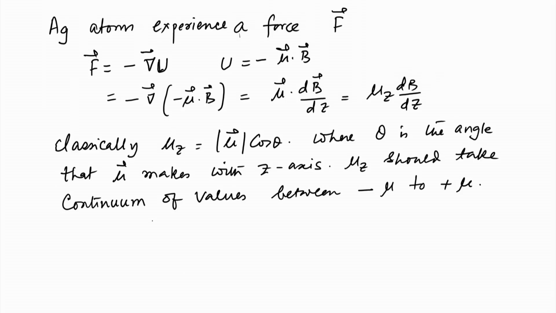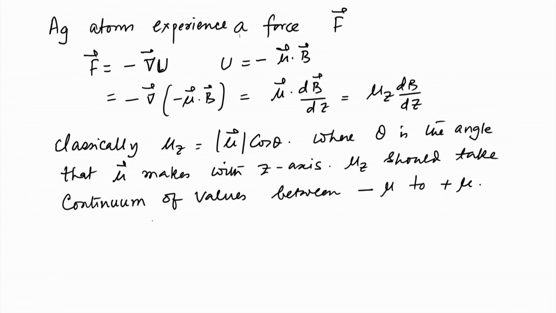So, all the atoms should have been distributed between these two values, but however, it does not happen. What happens is that there are two spots on the screen. All these atoms get deflected and they impinge on the screen at two discrete points. Now, what is happening and how is it related to the quantization of angular momentum? Let us try to understand that. So, basically, to put things in perspective.